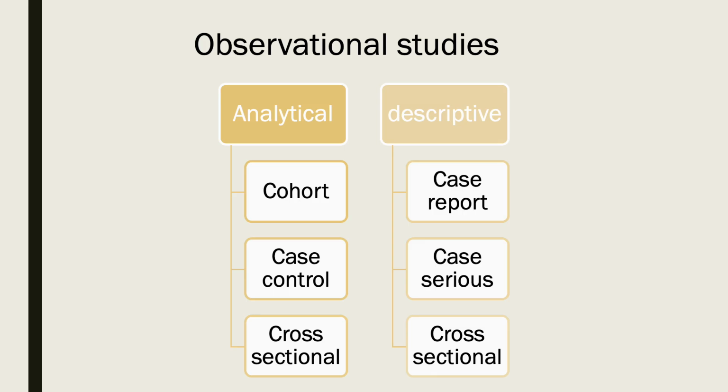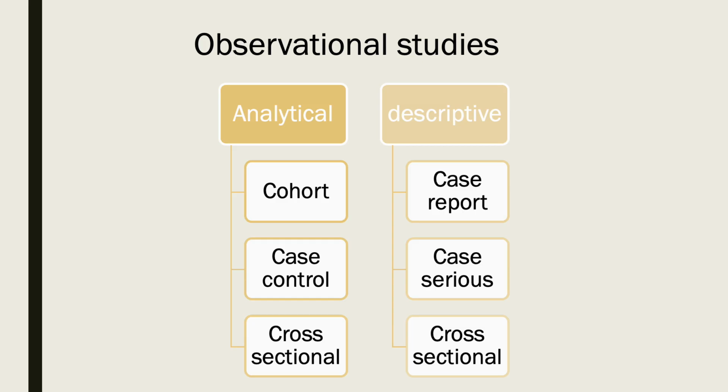In the case control, we take the patients from the outcome. The patients already had the outcome, and we take them from the outcome, then we go backward to the exposure. And analytical cross-sectional. While when we talk about descriptive, we have a rare finding. It's a new finding. Here it's a case report.